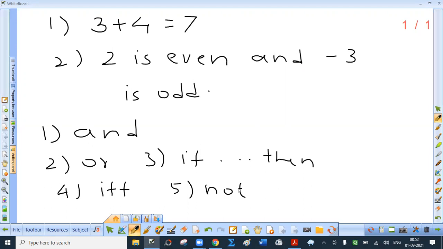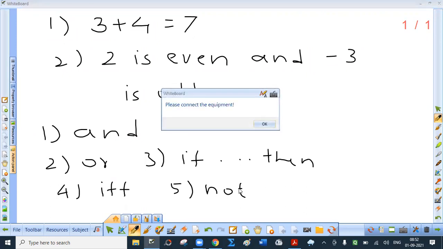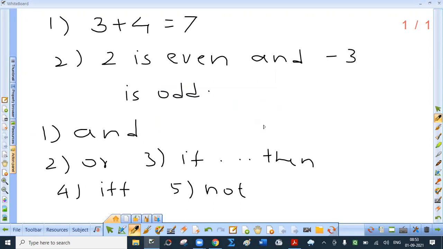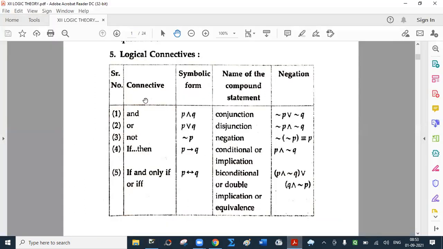Now, the truth value of a compound statement will depend on what? The truth value of a compound statement depends upon the truth values of its constituents, and of course the connective which is used to form that compound statement. Now we tabulate all these connectives and we discuss them one by one. See, these are the logical connectives.